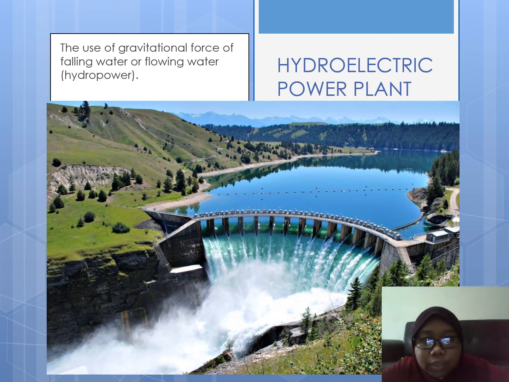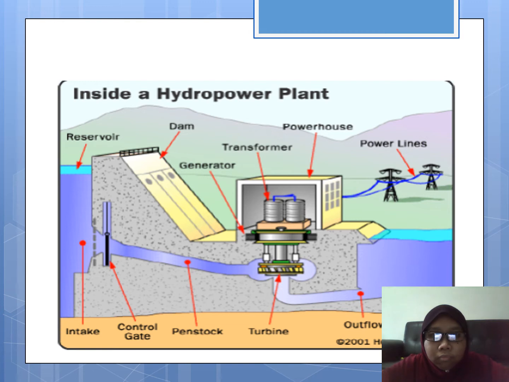Okay, the word hydro is basically from water, so we call it hydropower. Okay, the electrical energy comes from the potential energy, which involves the gravitational force by the falling of water. Okay, waterfall produces electricity. Okay, these are the component parts inside the hydropower plant. Okay, you should be able to know and label the components.